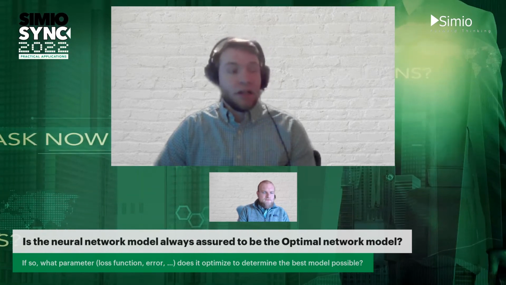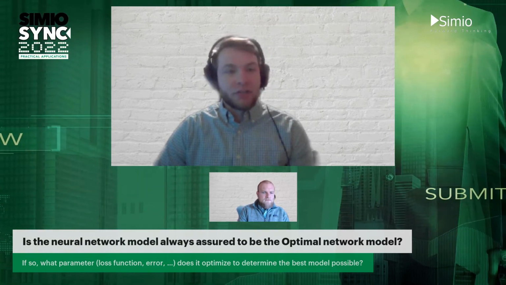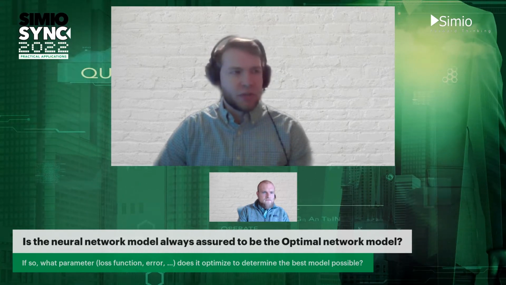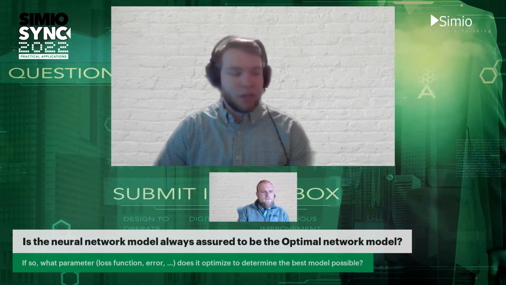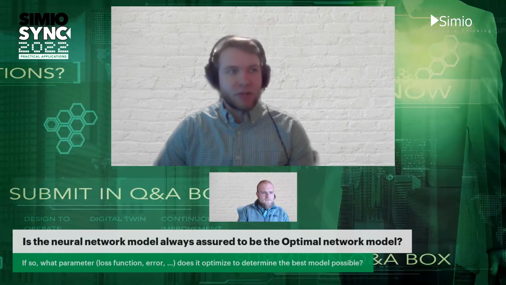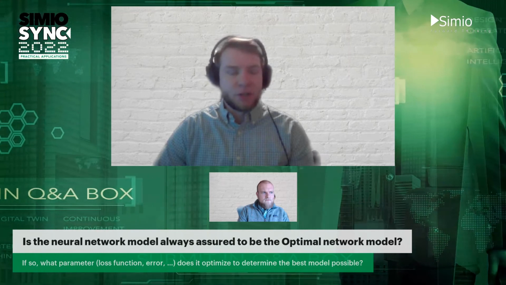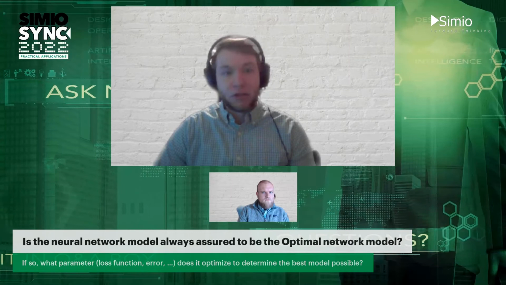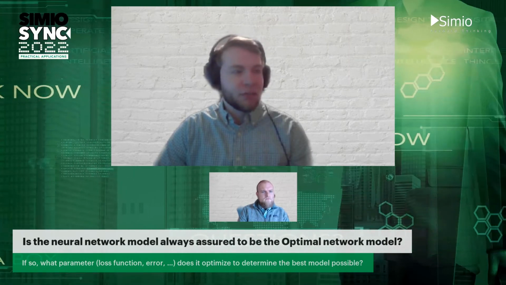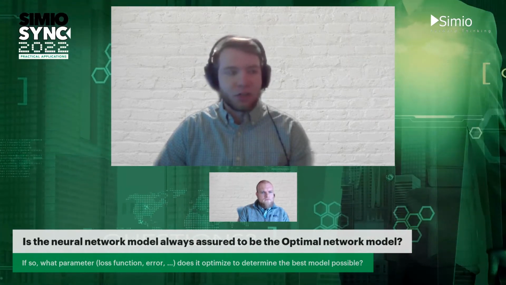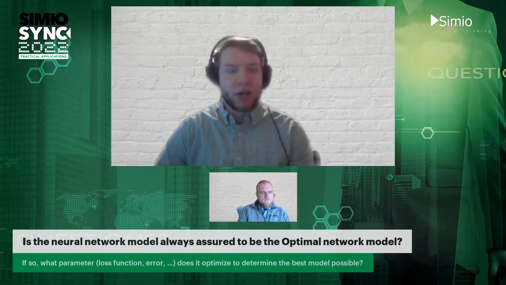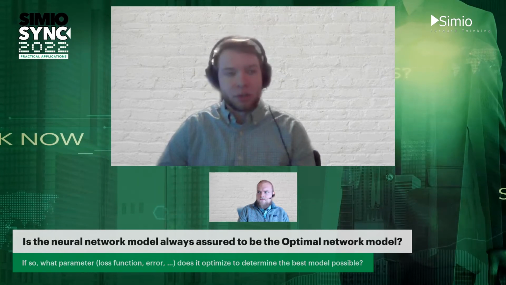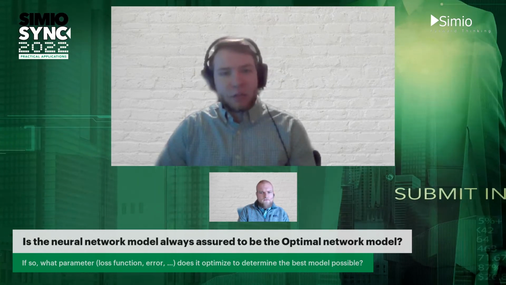It's a great question. The neural network is not assured to be the optimal neural network model. I don't think that's the case with really any machine learning model. Neural networks are trying to optimize a loss function, but I'm sure people are familiar with a local versus a global minima. An issue with any machine learning model is that sometimes it will get stuck during training in a local minima. It won't actually find the global minimum. So we've added a couple features in our neural network trainer to avoid that.